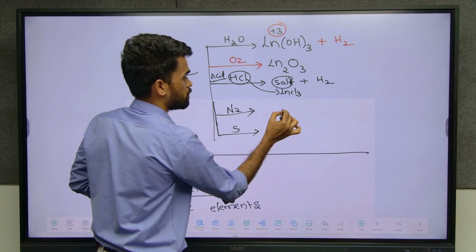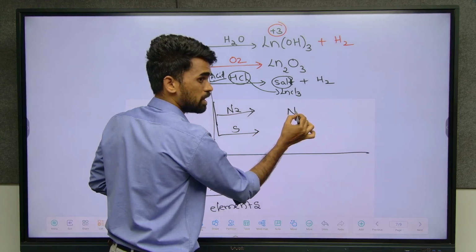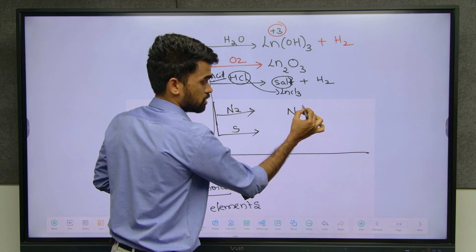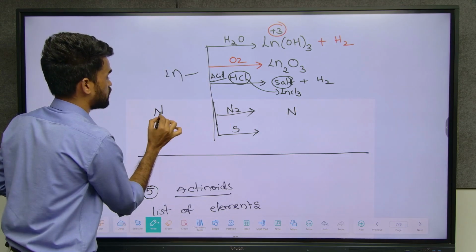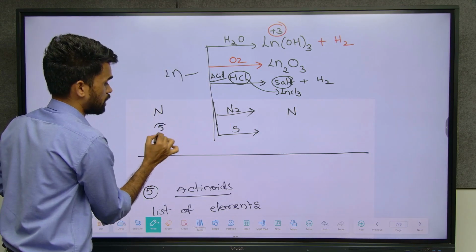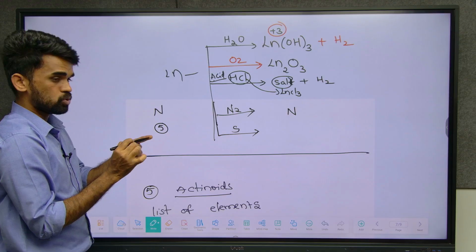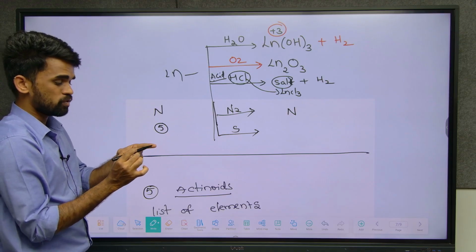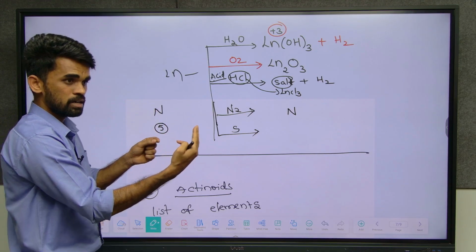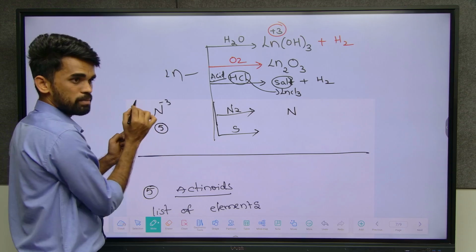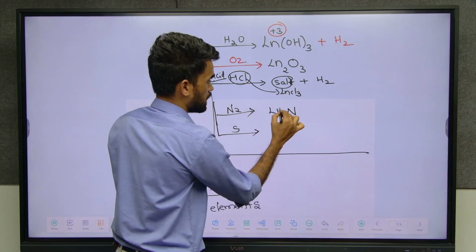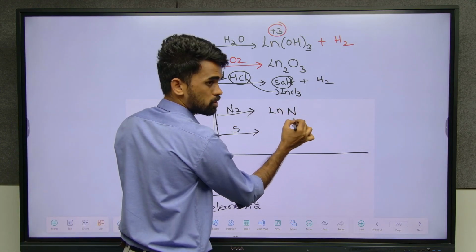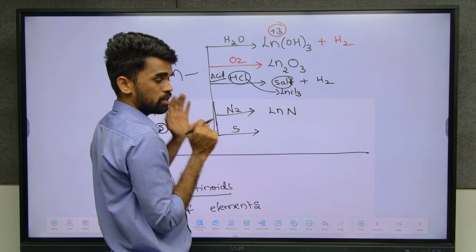Nitrogen will be with minus charge now. How much minus? Minus 3, because the valence electrons of nitrogen are 5. The electronic configuration is 2s2, 2p3, so with 5 valence electrons, 3 more are required. If I give 3 more, it becomes N minus 3. So lanthanum gives the 3 electrons and becomes plus 3, and nitrogen becomes minus 3. Clear up to here? Okay.